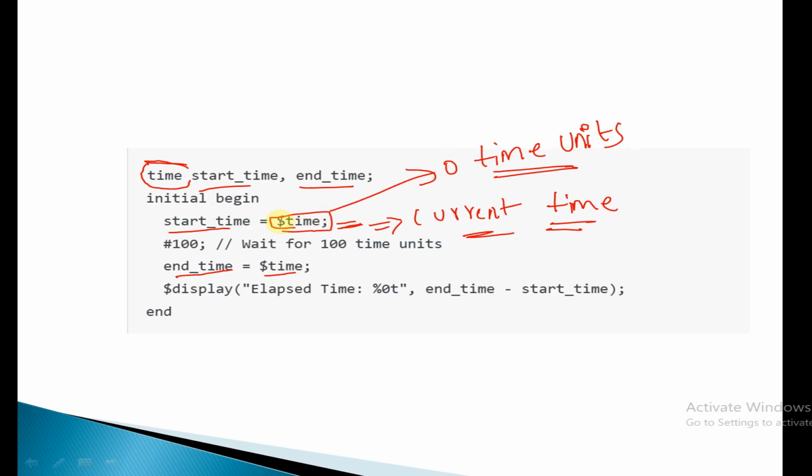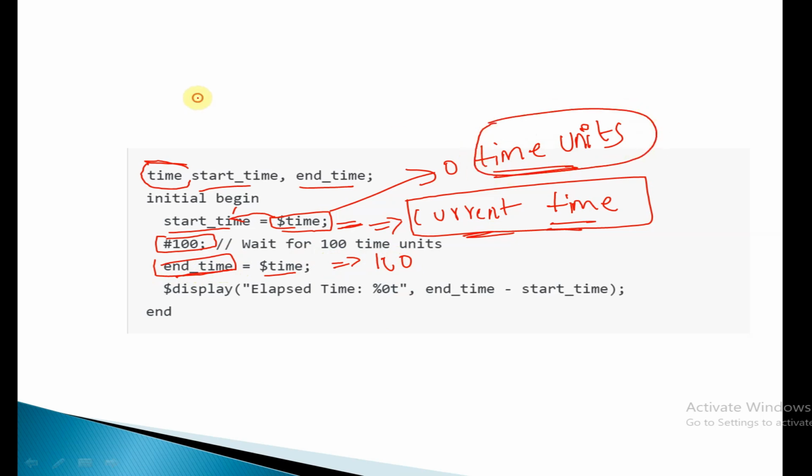If we use this $time, it will return the current time unit, and it will store it into the particular time variable which we have declared. And after waiting for 100 time units, we are assigning end_time equal to $time. So what value will be stored in this particular end_time? 100.